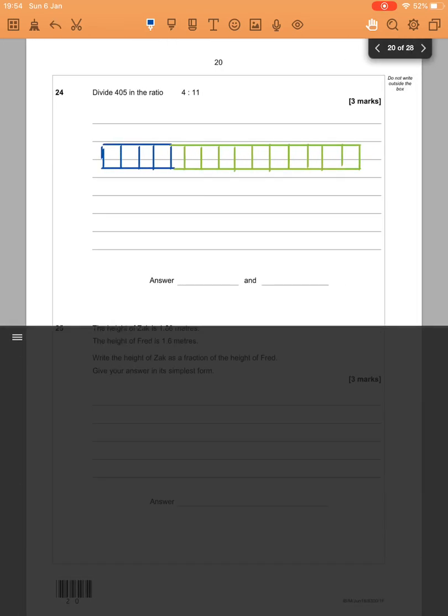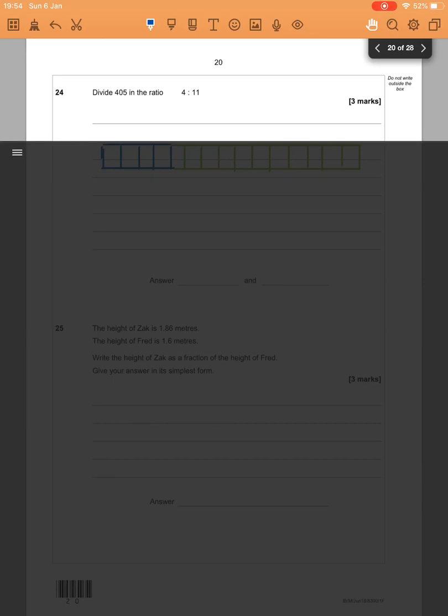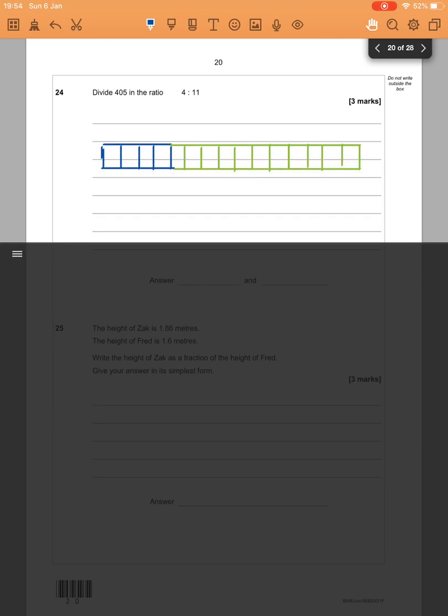Question 24. So divide 405 in the ratio 4 to 11. So what I'm going to do here is a bar model just to help us to visualize this. So here we have our ratio drawn as a bar. So I've got 4 blue boxes and I've got 11 green boxes. And we've got to split 405 in this ratio. So this whole bar altogether represents 405.